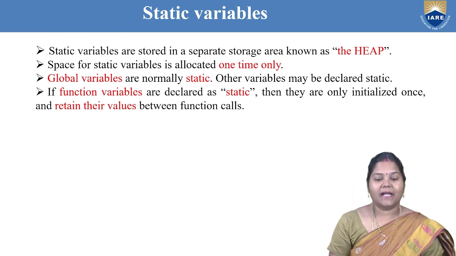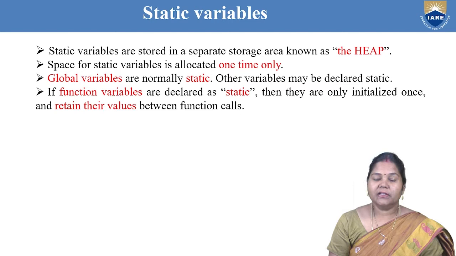Next, let us talk about static variables. Static variables are stored in a separate storage area called the heap area. Like stack memory, we also have heap memory, and the static variables will get their space from the heap area. The space for a static variable is allocated one time only, because normally global variables are static in nature. Other variables can also be declared as static. There are two ways you can use the static storage class, for local variables and for global variables. So, we have local static variables and global static variables.